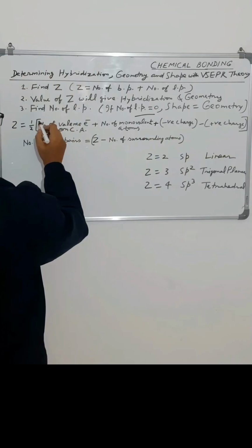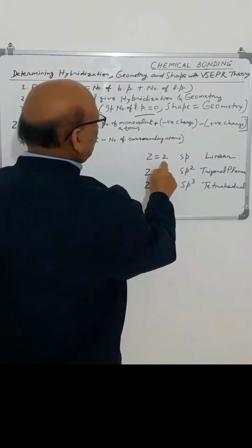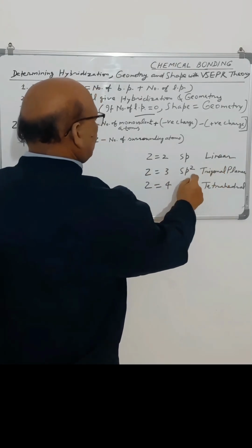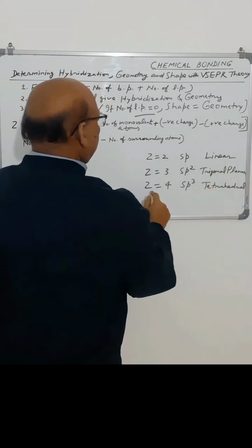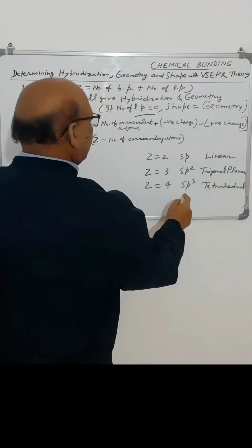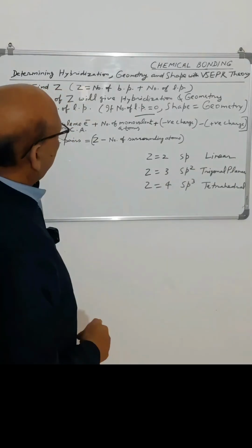तो इससे हमें z की वैल्यू पता चल जाएगी और z की वैल्यू will give us the hybridization and the geometry. Suppose z की वैल्यू 2 आती है, then it is sp hybridization and geometry will be linear. Z equal to 3, then sp2 and the geometry will be trigonal planar. If z equal to 4 it is sp3 and geometry will be tetrahedral. If z equal to 5 then it will be sp3d and the geometry will be trigonal bipyramidal. तो इस तरह से हमें geometry पता चल जाएगी.